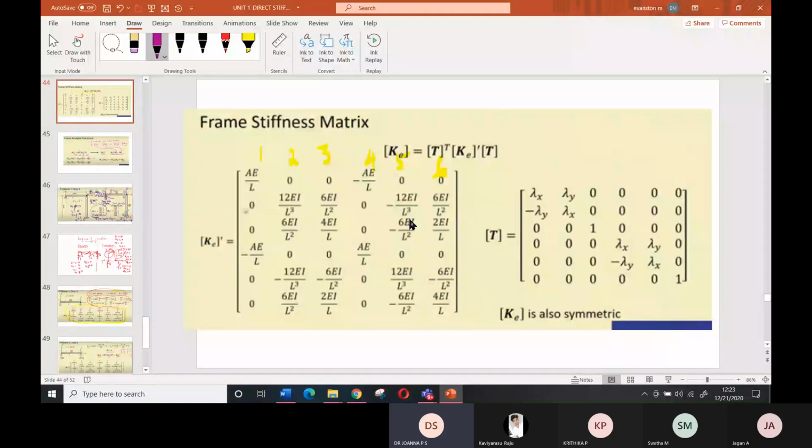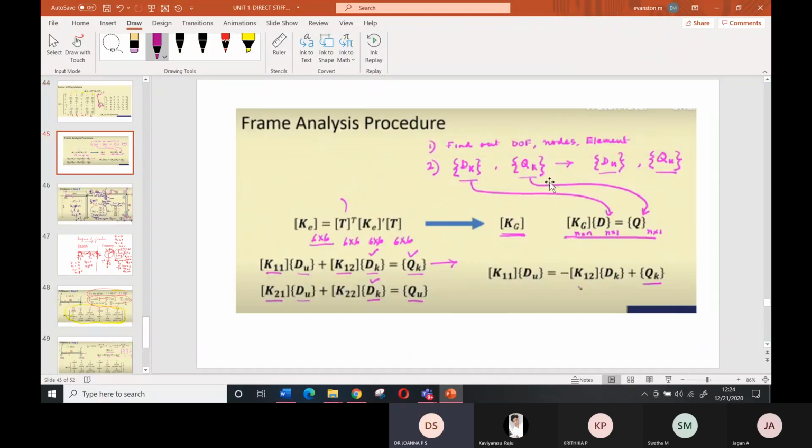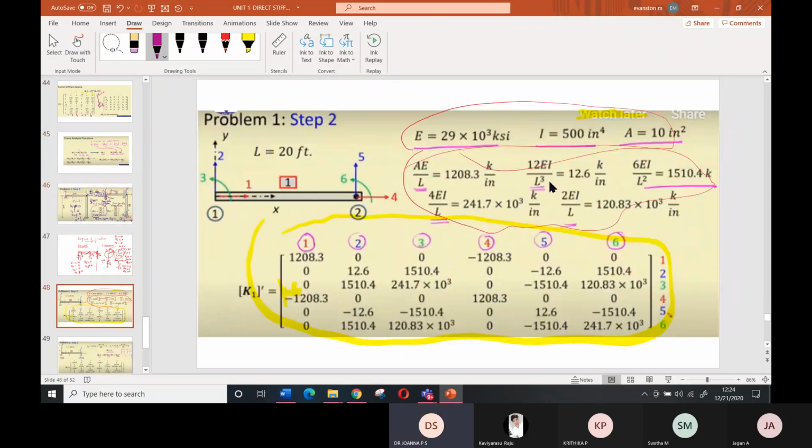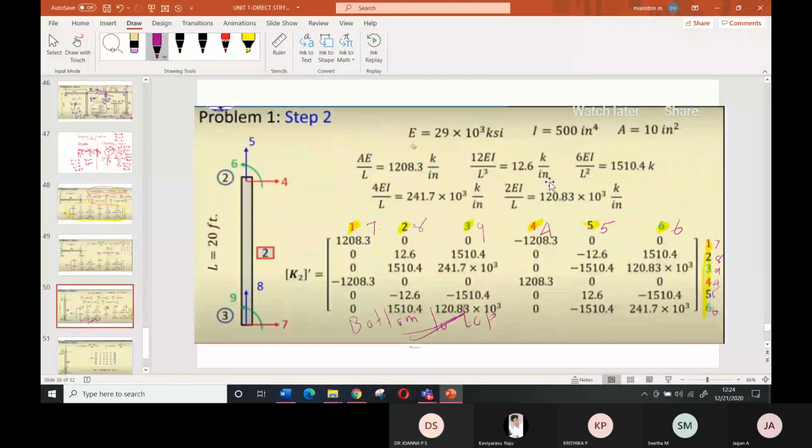But for the member you are considering, if it is a vertical member, you have to consider from the bottom to top. That is, if the numbering is, let us take 7, 8, 9, then 4, 5, 6. You should not think that it is 4, 5, 6 first. You number from 7, 8, 9, then 4, 5, 6. Same formula only. Numbering alone will differ from element to element. This is for the vertical element.